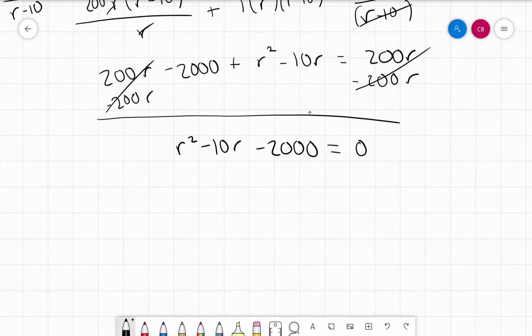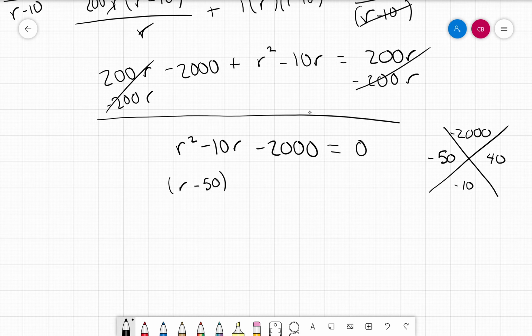which if we factor this, negative 2000, negative 10, I believe that's 50 and 40, but the 50 must be the negative. Okay, so this is r minus 50, r plus 40 is equal to 0. So r is equal to 50 or negative 40.